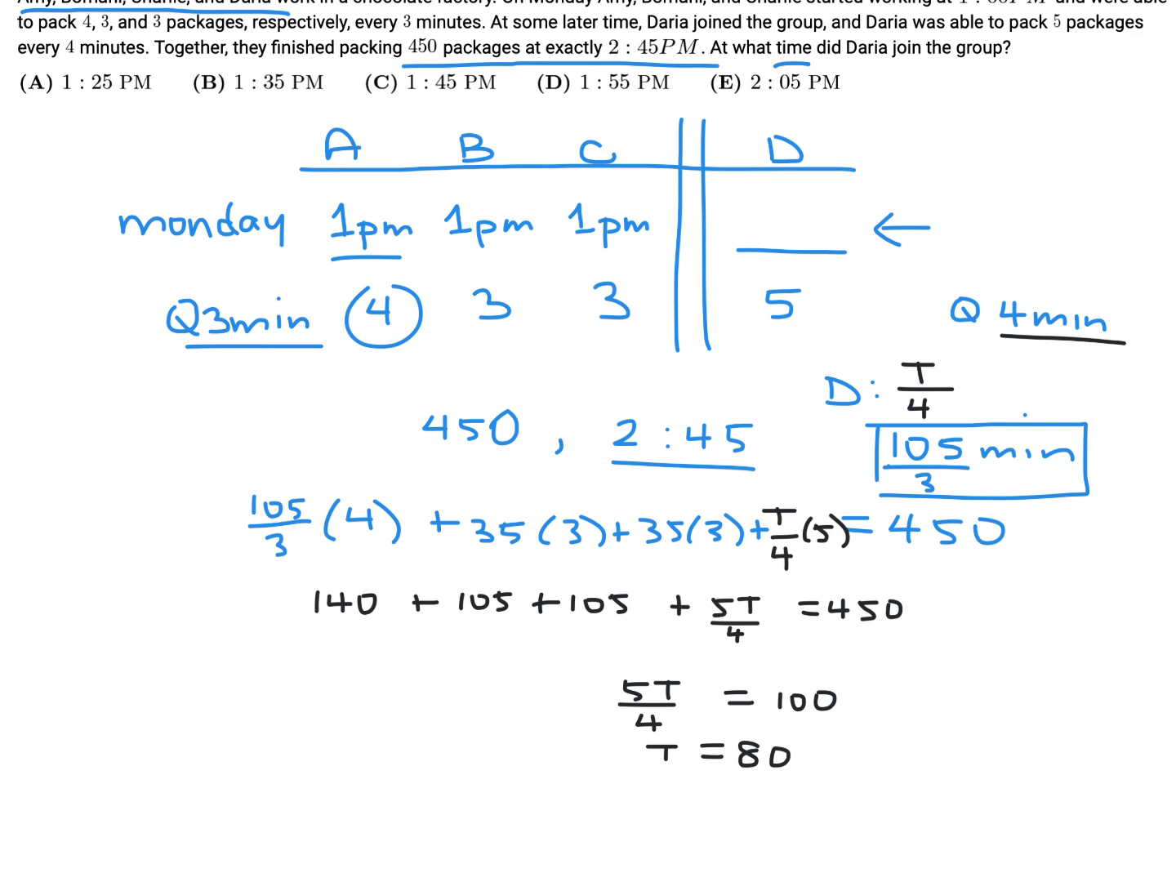Now that means 80 minutes after D started, we got to 2:45. So subtract 80 minutes from 2:45. So it'd be 1:45 minus 20 minutes. So 1:25, I believe. Yeah. And therefore that would be choice A.